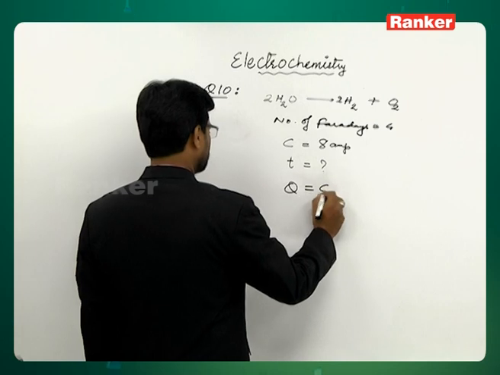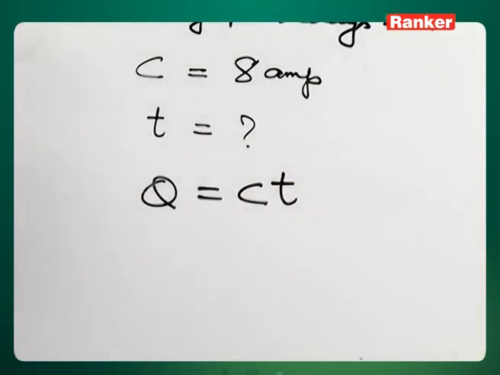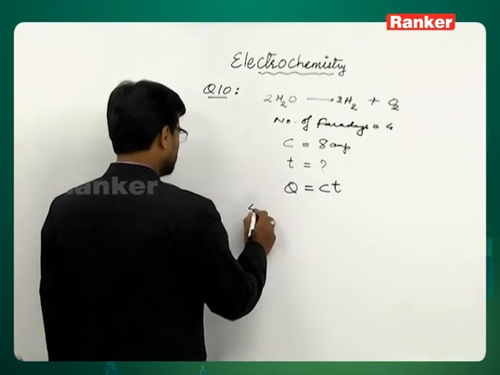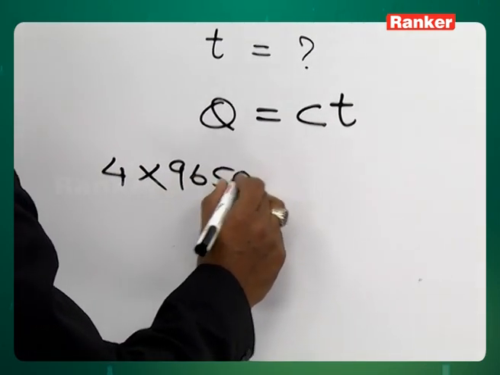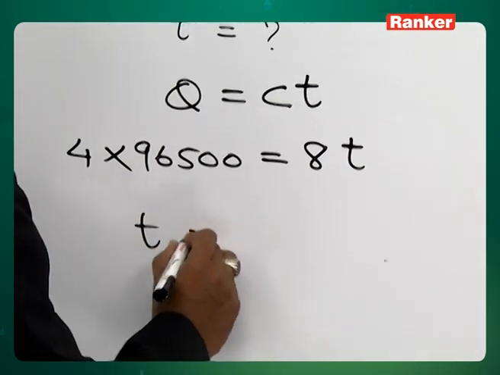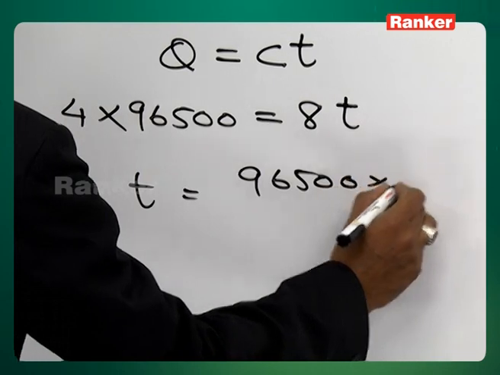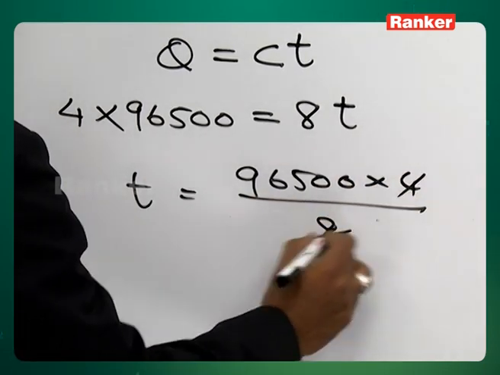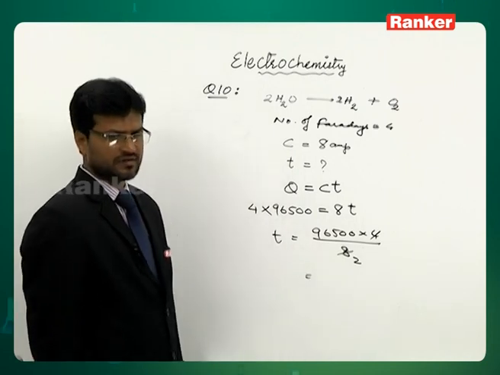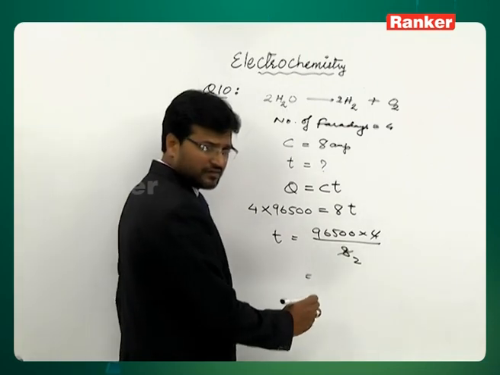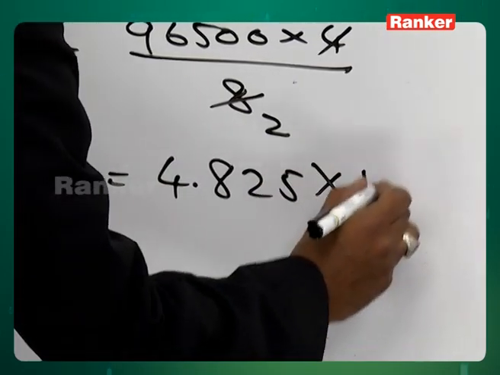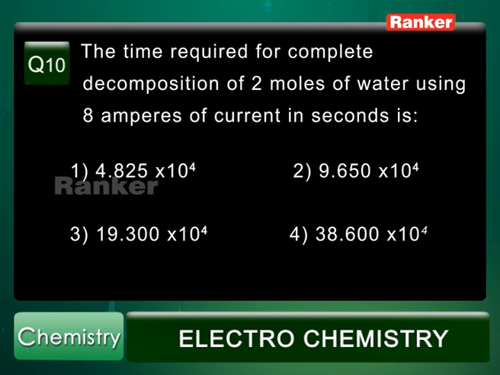You can use the formula Q equals CT, where C is current strength in amperes, T is time of passage of current, and Q is the number of coulombs. So 4 into 96,500 equals 8 into T. So T equals 96,500 into 4 by 8, which comes to 96,500 by 2. First option: it is 4.825 into 10 raised to 4 seconds. Answer is the first option.